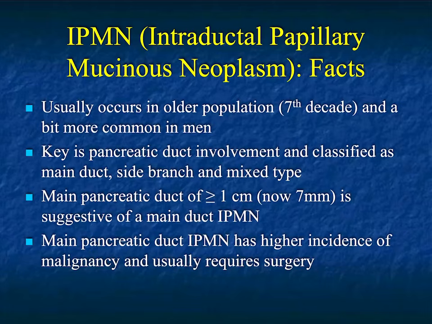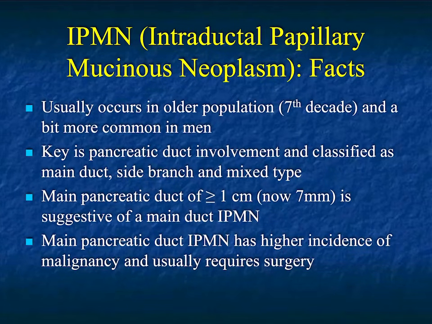Really, what we're talking about is IPMNs, intraductal papillary mucinous neoplasms. It's usually an older population, 7th decade, a bit more common in men. The key to look at is whether it's a cystic lesion, what is its size, under 2 cm, under 3 cm, and then where is it going? All IPMNs will attach to the pancreatic duct. It's sometimes hard to see that.